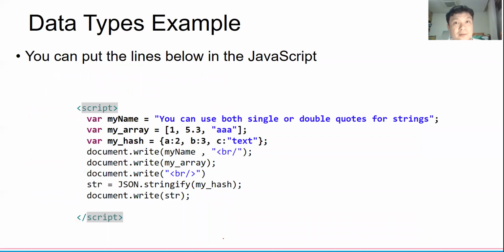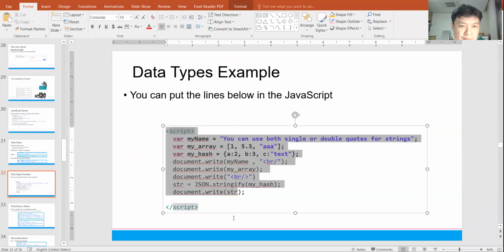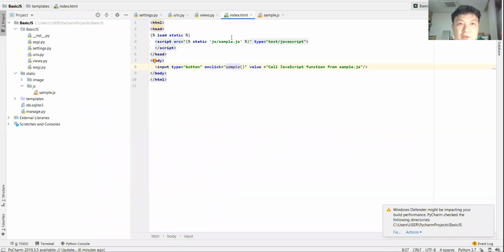In JavaScript, as I mentioned to you, we can use this kind of script, like my name, my array, my hash, and there are other things. Okay, so let's see. If I want to put this one, I have this kind of script. Let's see if I put this into the index.html.